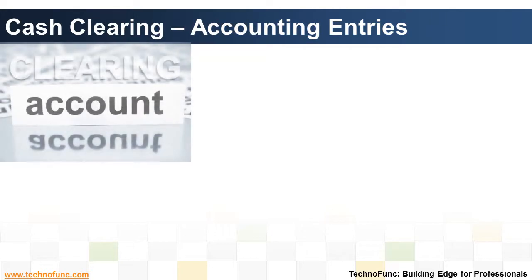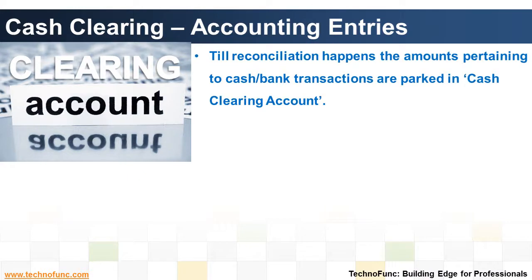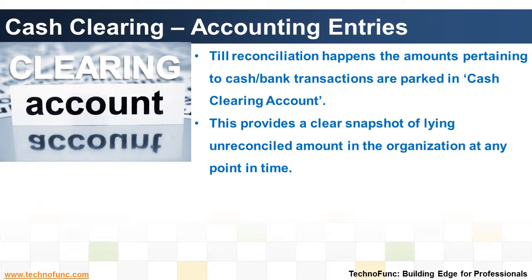Till reconciliation happens, the amounts pertaining to cash or bank transactions are parked in cash clearing account. This method focuses on the use of a special cash clearing control account to help provide an accurate cash on hand balance by including the effect of cash or bank transactions that have been issued but have not yet cleared the bank in reconciliation system. This provides a clear snapshot of lying unreconciled amount in the organization at any point in time.